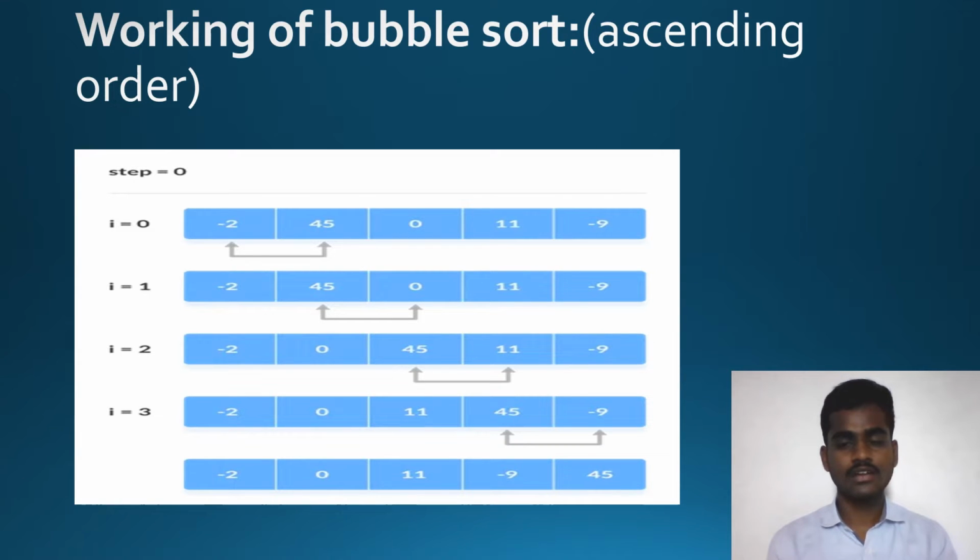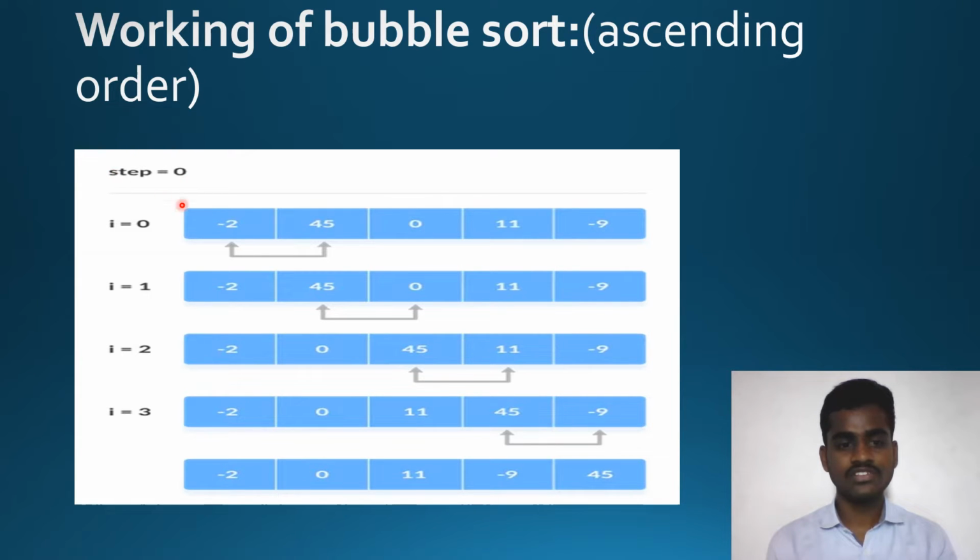Working of bubble sort in ascending order. Starting from the first index, compare the first and second elements. If the first element is greater than the second element, they are swapped. Compare the second and third. If not in order, swap them. The above process goes on until the last element.